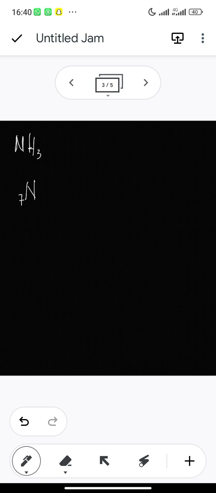Nitrogen has an atomic number of 7. And we have three molecules of hydrogen. Hydrogen has an atomic number of 1. So the first shell is going to have 2. Then 7 minus 2 gives 5. So the second shell we have 5. So nitrogen, we have something like this. We have 1, 2, 3, let's say 4 and 5.